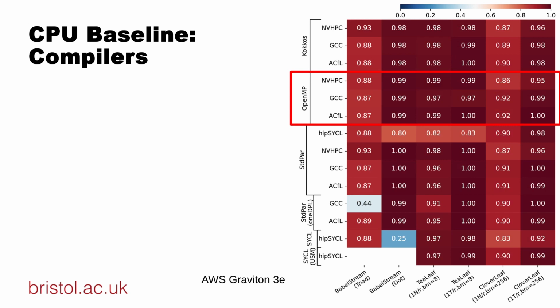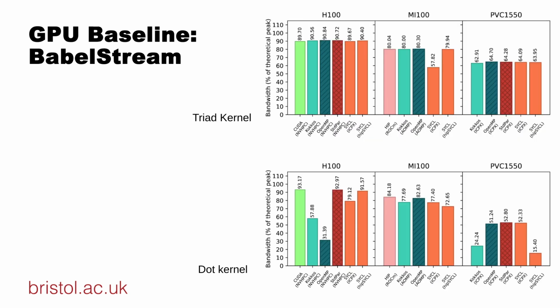Graviton 3E showed good performance across the board, which is remarkable for a platform of this age. This is similar to results from our previous studies presented back at SC22. Note that Graviton 3E's memory topology is a lot simpler than our x86 systems, with just a single NUMA node. On the GPU side, OpenMP performed on par with other models in the Triad case. For the dot reduction, performance on the NVIDIA compiler appeared to lack optimization. We have provided this feedback to NVIDIA.